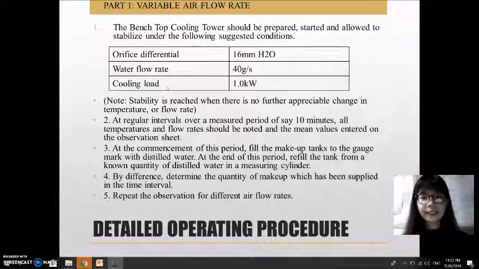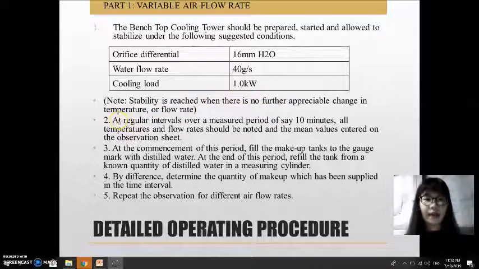My name is Loo Jing Lin and my matric number is 199181. Today I'm going to explain the detailed operating procedure for part 1, which is variable airflow rate. First step, the benchtop cooling tower should be prepared, started, and allowed to stabilize under the following suggested conditions. The orifice differential is 15 mmH2O. The water flow rate is 40 grams per second. The cooling load is 1.0 kW. Please note that stability is reached when there is no further appreciable change in temperature or flow rate.